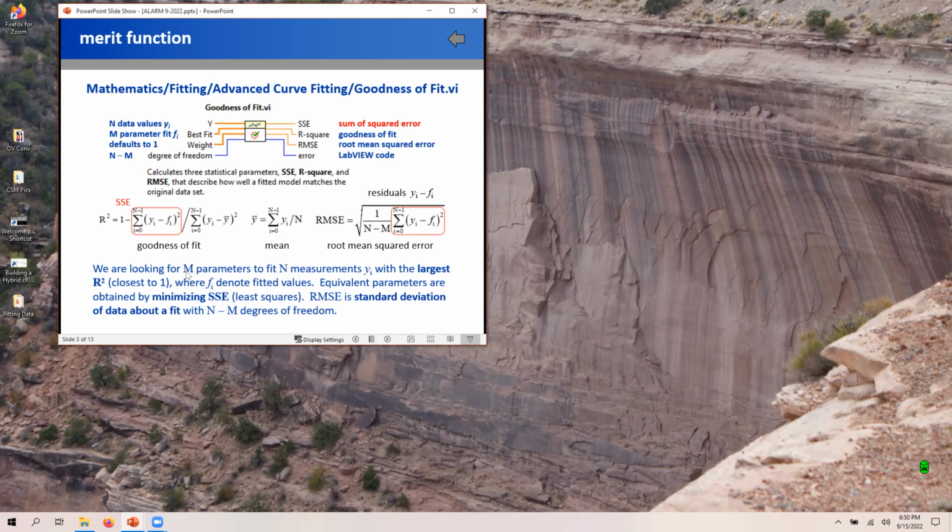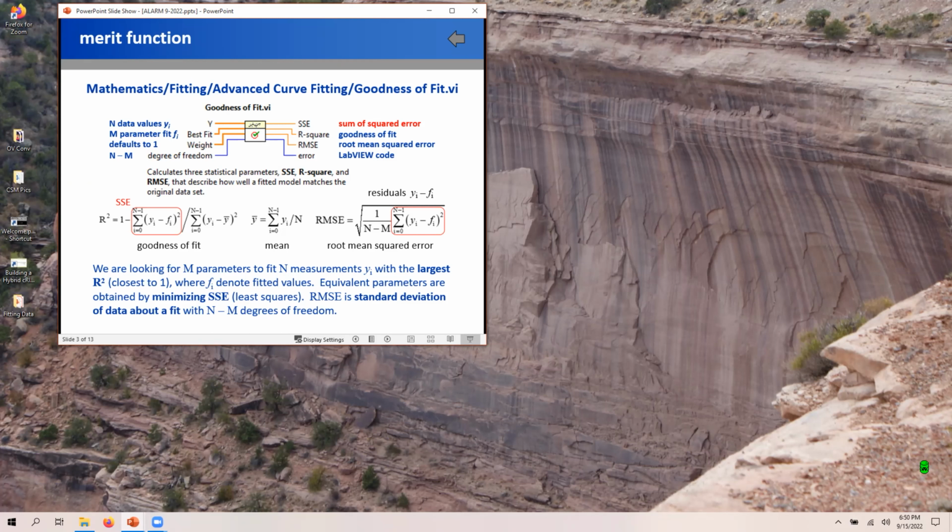So we're essentially looking for m parameters to fit n measurements. And I'm going to look for the value of R squared closest to 1, and it's equivalent to minimizing SSE. Any questions on this? So you've got this VI in your pocket, and you can use it as a merit function for this kind of search.